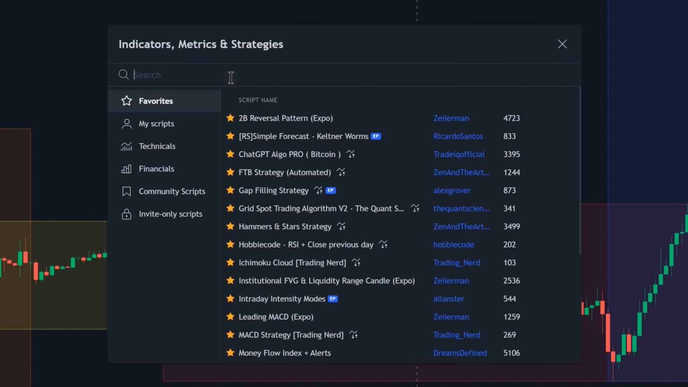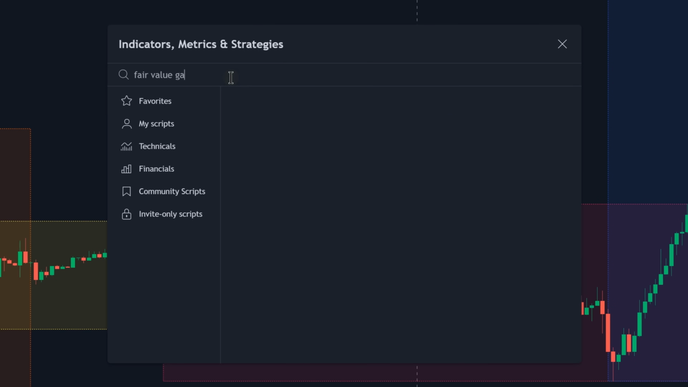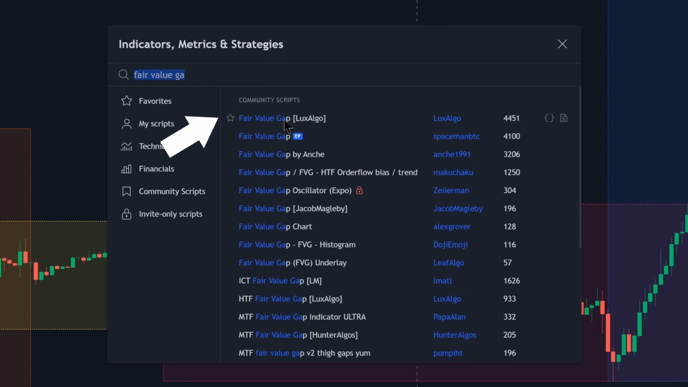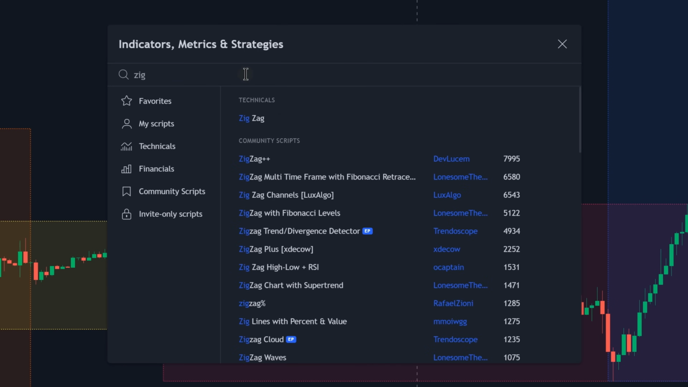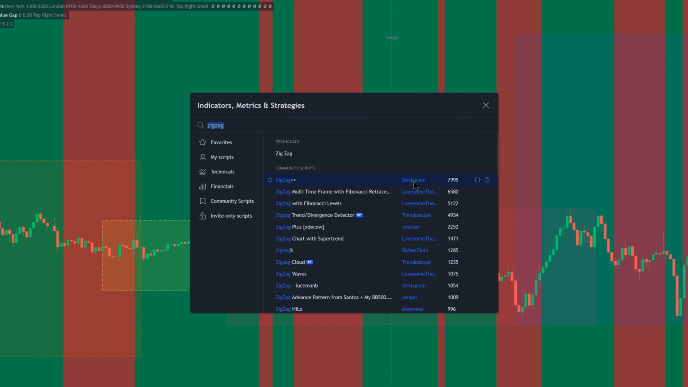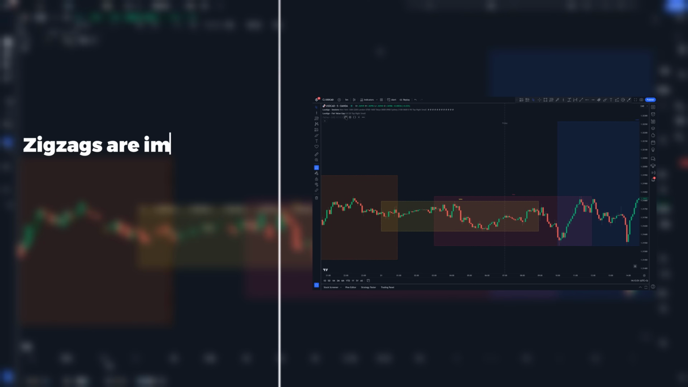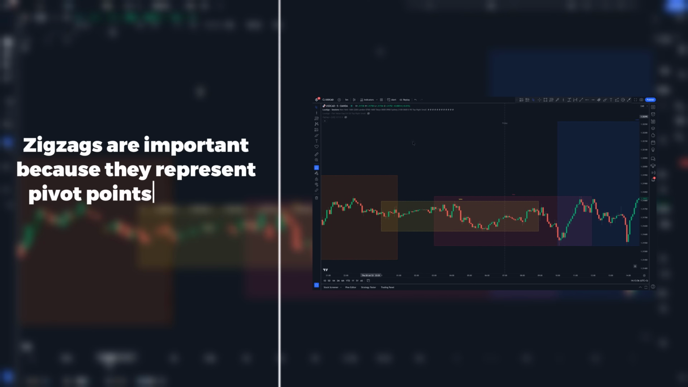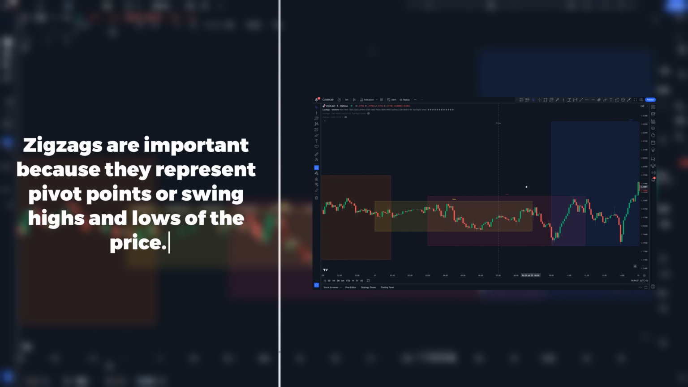Next, type in Fair Value Gap. Select this one by LUXALGO. This indicator is going to help us identify fair value gaps in the market. Next, type in Zigzag. Select this one by DevLucem. The Zigzag indicator is going to help us identify zigzag patterns in the market. Zigzags are important because they represent pivot points or the swing highs and lows of the price.